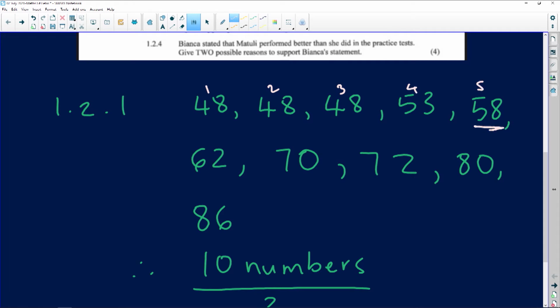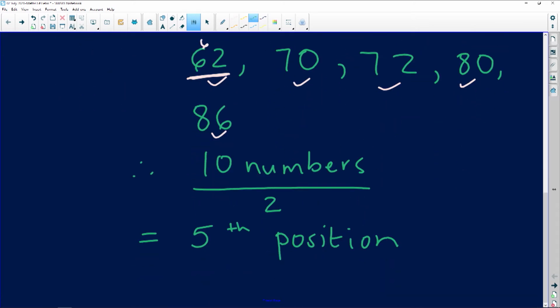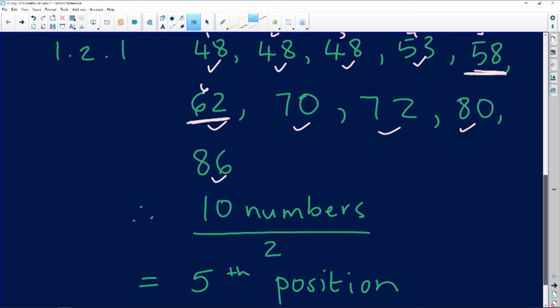I underline that 5, and then I need to make sure that it balances. I need to make sure I've got an equal number on both sides. So I've got 1, 2, 3, 4. 1, 2, 3, 4, 5. It doesn't work. So the nice thing that you need to know about even numbers is that you take the 2 most middle numbers. So I'm going to take 5 and 6. I'm going to take both those numbers. And after I've taken both those numbers, I add them together. So in this case, it's going to be 58 and 62.